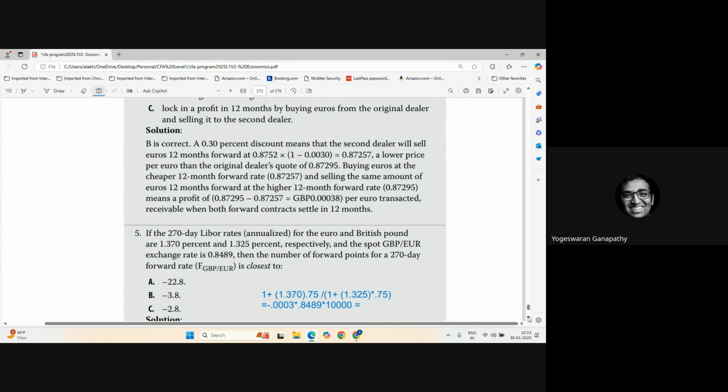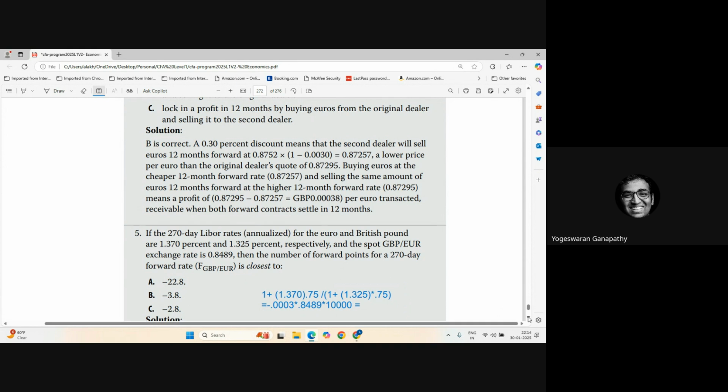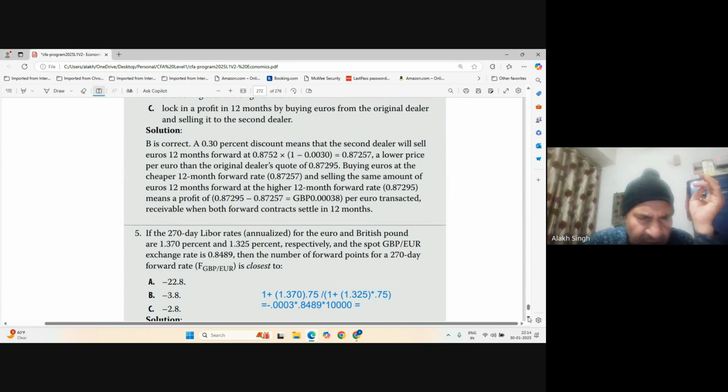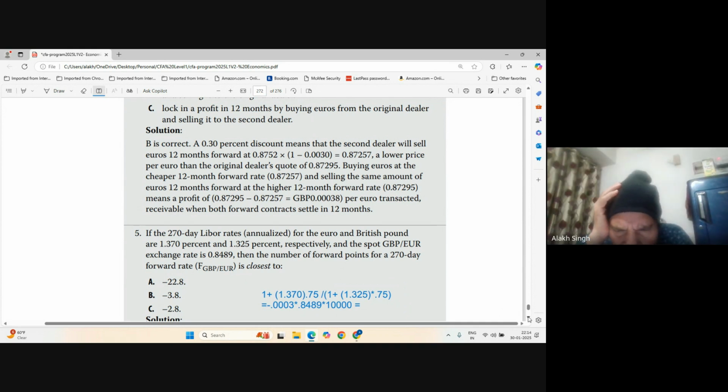Okay, okay, sir. Yes. But 0.003 multiplied is 3. Yeah, you are correct. 2.8 is the correct answer, minus. Sir, but how is it depreciating, sir? That's my question. Which one is depreciating? Euro is depreciating, no? The spot euro GBP exchange rate is point, then the number of forward points for 270 days will be minus 0.2x.